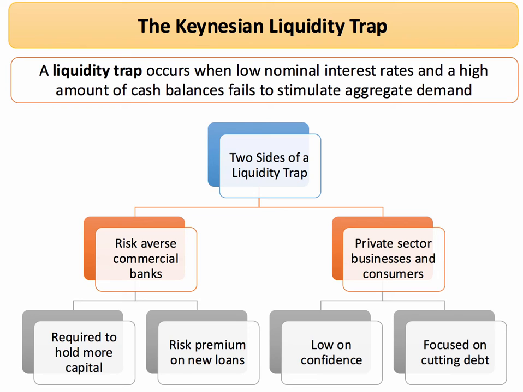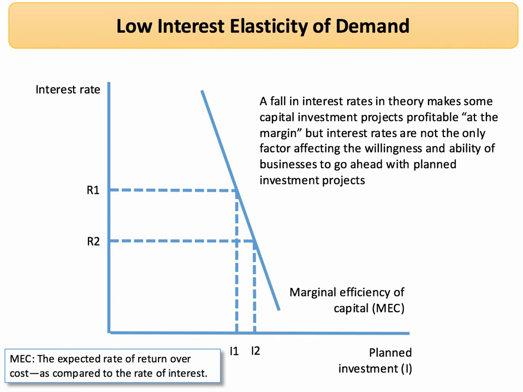The other side is the borrowers in the market. So businesses and consumers might be low on confidence, low on animal spirits, and also they might be focused on cutting debt rather than taking out new loans. So all kinds of reasons for thinking that a liquidity trap can happen. And when that happens, monetary policy becomes ineffective. And Keynesians would then say, well, we need to move towards fiscal policy.